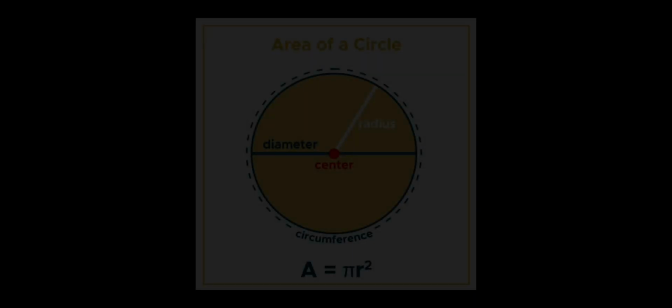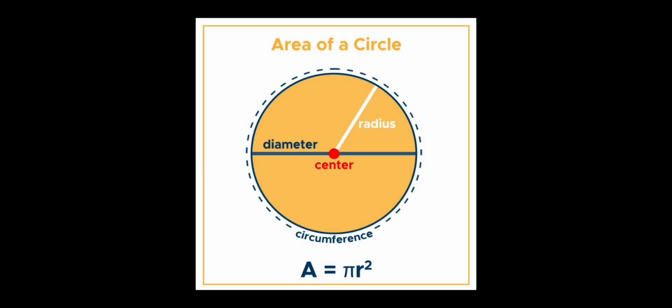But first, what is the area of a circle? The area of a circle is the region of a two-dimensional plane occupied by the circle. It can be determined by using the formula pi r squared, where r is the radius of the circle.